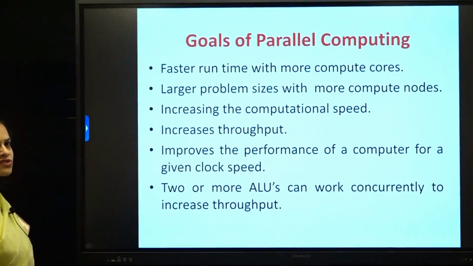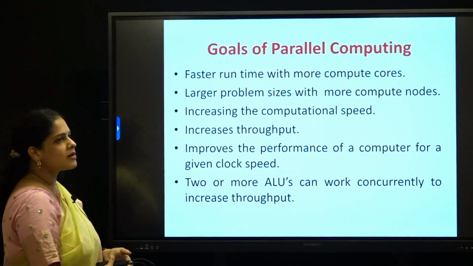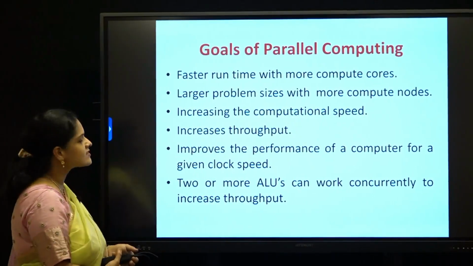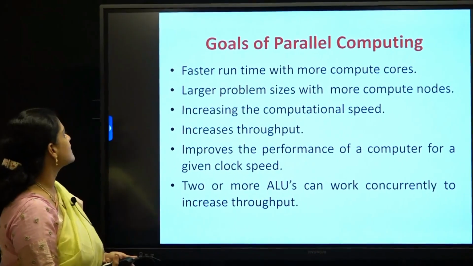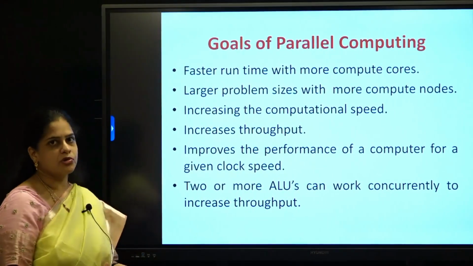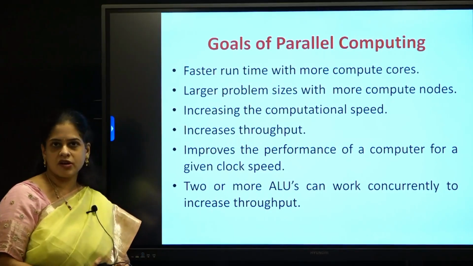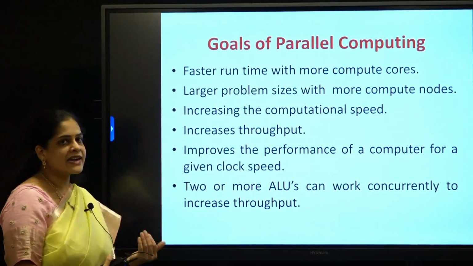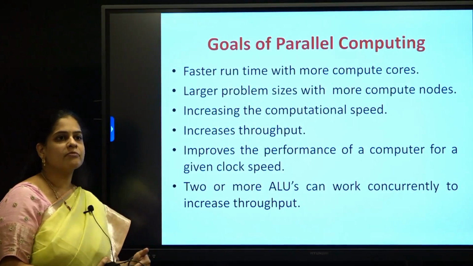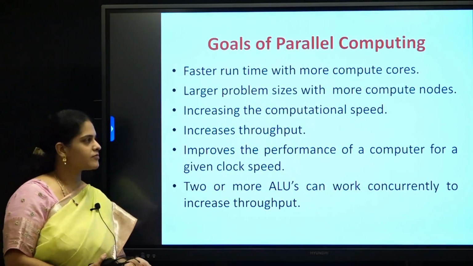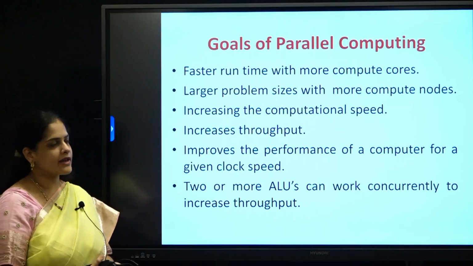So what are the goals of parallel computing? By implementing parallelism in the system, there are different goals that can be achieved. The first goal is a fast runtime with more compute cores. You are going to have more compute cores present in your computer, so that the runtime, the execution time of your program, gets decreased. That is a major goal of parallel computing.